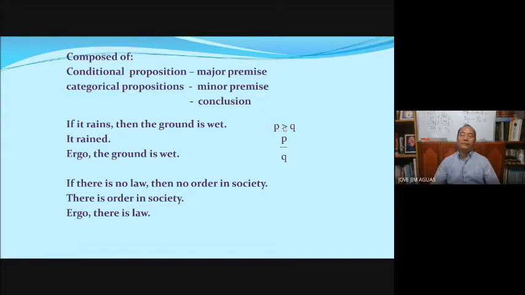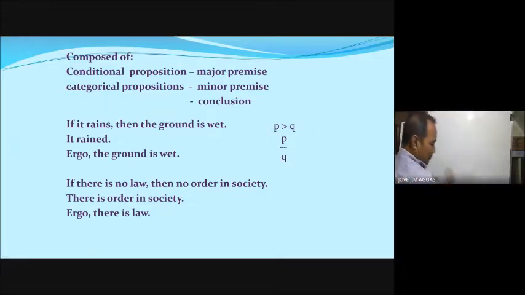So it rained, that means P. So you just copy, it rained, P here. And then the conclusion, the ground is wet. So if the ground is wet is Q, then in the conclusion, it is also Q. So again, you use the P and the Q in order to draw the pattern.